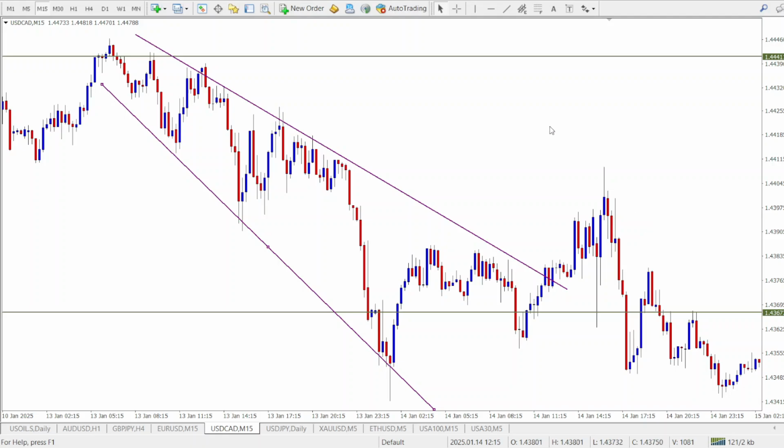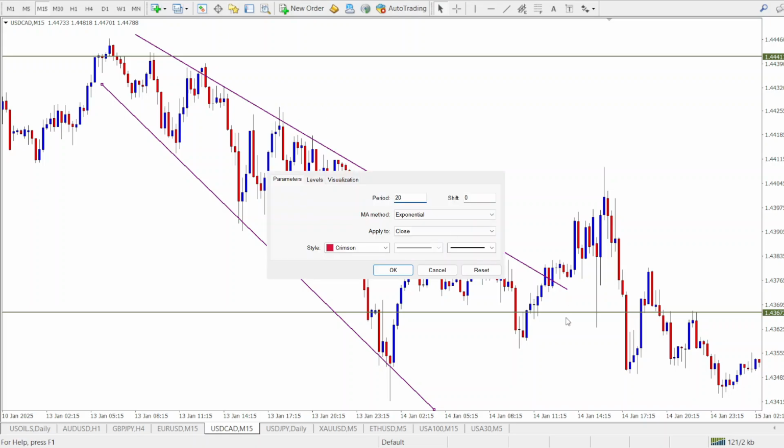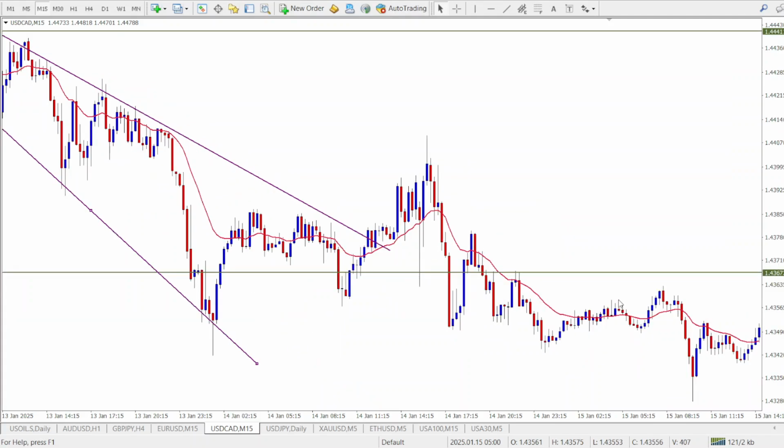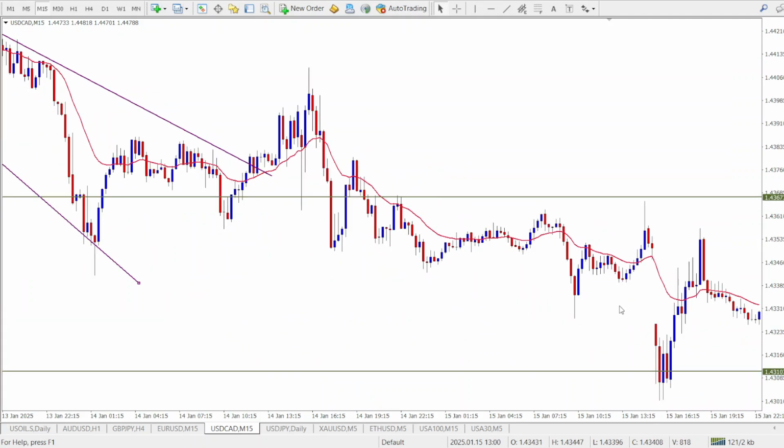Some traders also use moving averages like the 20 period moving average. You can actually use the 20 period moving average to track short-term trends. And then after that, you might want to look out for breakouts. As the London session opens, watch for the price to break above or below the Asian session range.